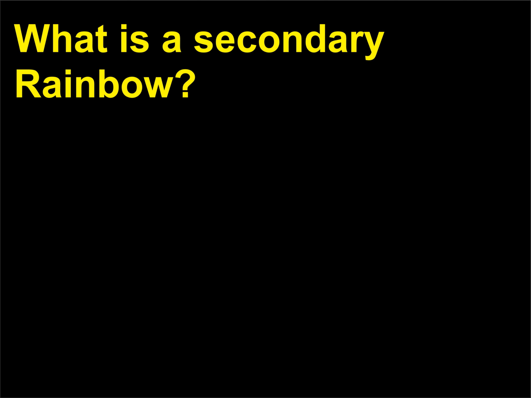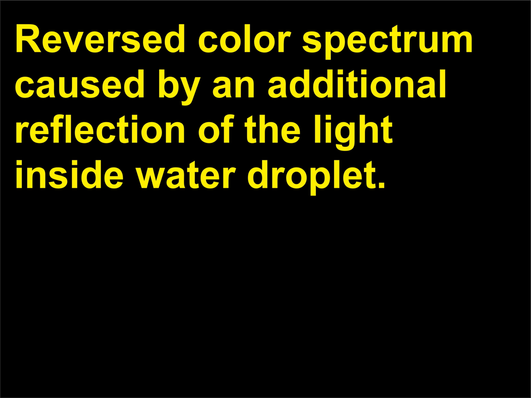What is a secondary rainbow? Reversed color spectrum caused by an additional reflection of the light inside a water droplet.